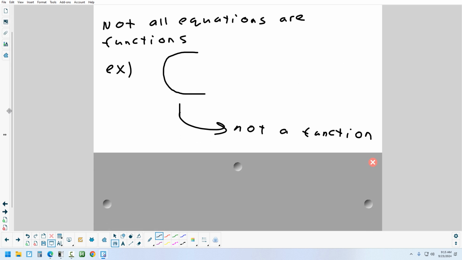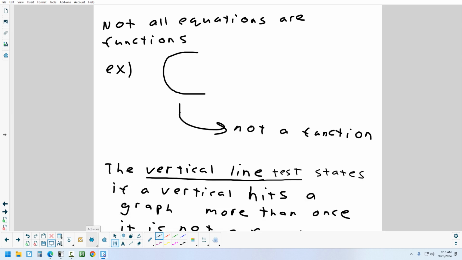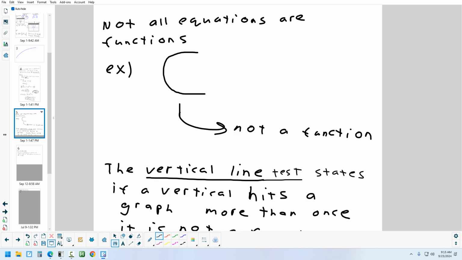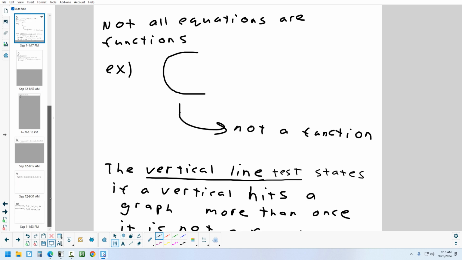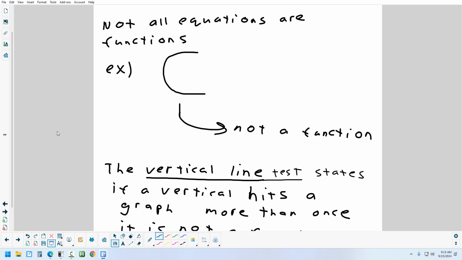Okay, so not every equation that we look at is a function. I told you guys earlier that every time you plug one number in, you have to get exactly one number as the answer. Well, there's a way to visualize that, and it's called the vertical line test. What I gave you earlier is the formal definition of a function. This is kind of a way to visualize it when you're starting out.